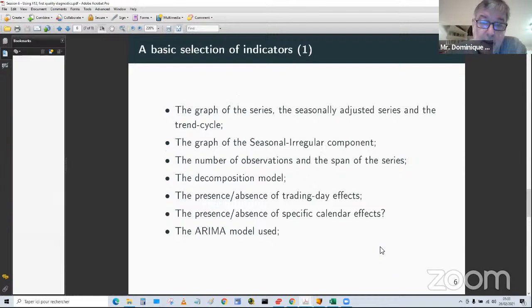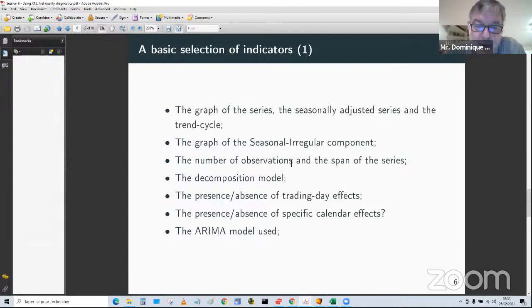So for me, I have a basic selection of indicators: the graph of the series, the seasonally adjusted series and the trend cycle. This is the graph of the seasonal irregular component. So these are the two graphs we are looking at every time. You know the main results, you have the two graphs. The number of observations and the span of a series, it's important for me.